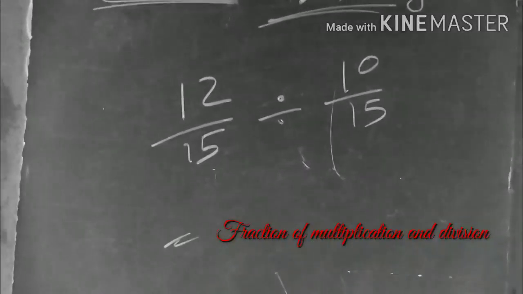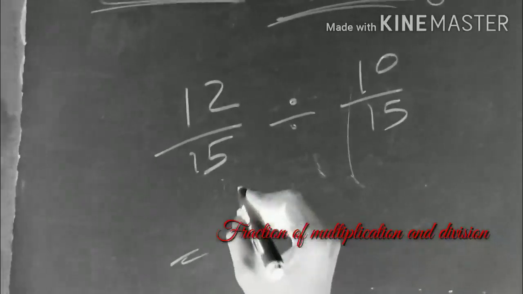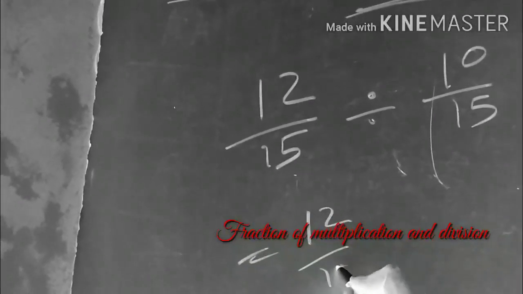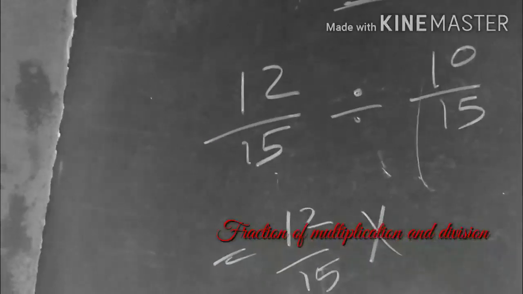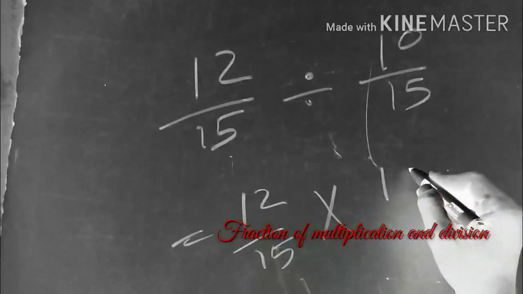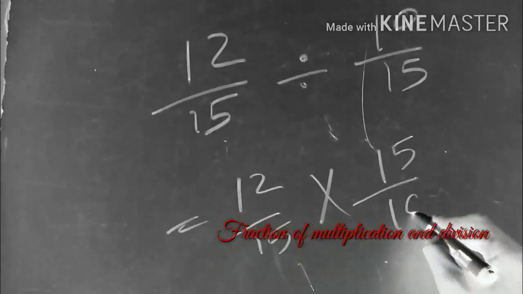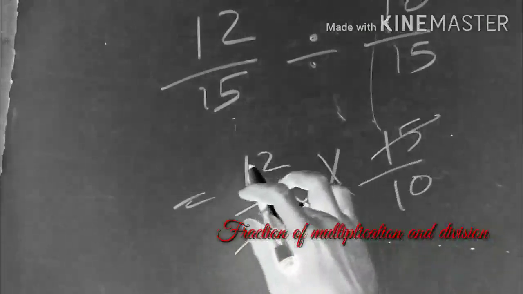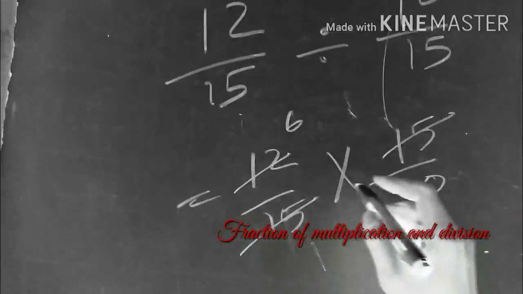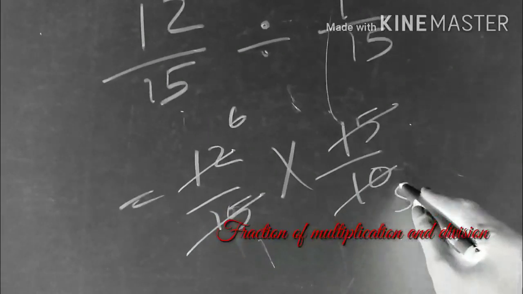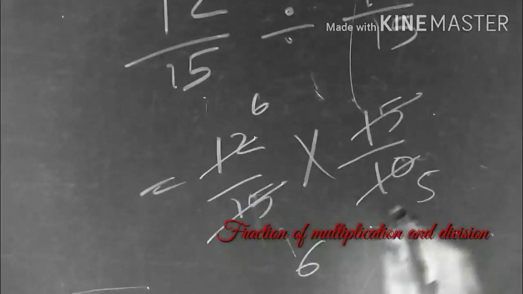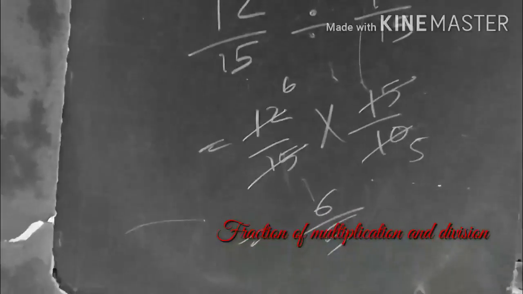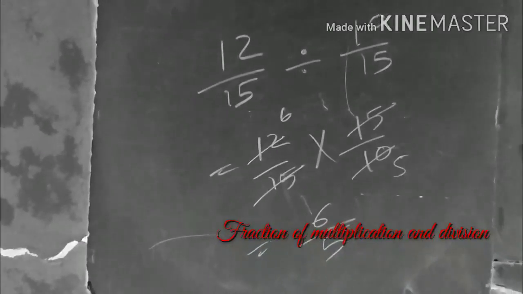12 by 15 divided by 10 by 15. So we have to do 12 by 15, as common, division changes into multiplication, 10 goes down and 15 comes up. So now 15 and 15 are single terms, we will strike out, and the 2 is also common. 2 times 6 is 12 and 2 times 5 is 10. So 6 times 1 is 6 and 5 times 1 is 5. So 6 by 5 is our required answer.